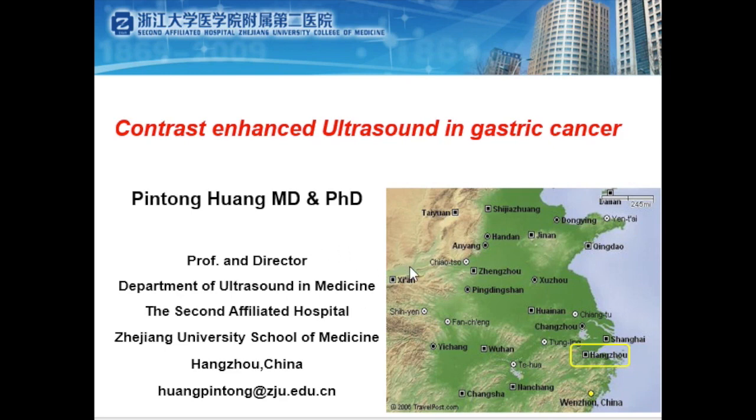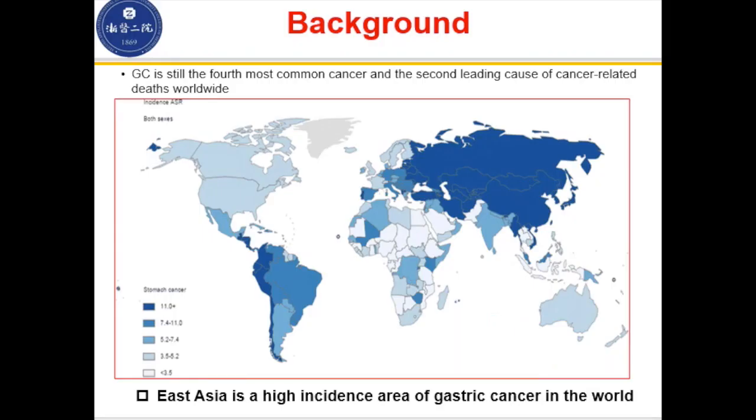My topic is contrast ultrasound in gastric cancer. As we know, gastric cancer is still the fourth most common cancer and the second leading cause of cancer-related deaths worldwide. From this map, we can find that East Asia, including China, is a high incidence area of gastric cancer in the world.